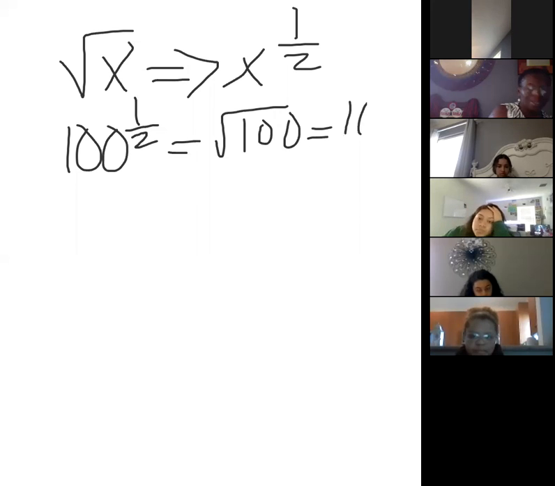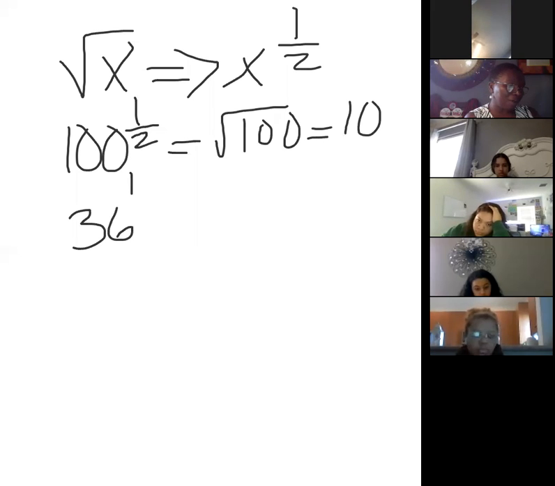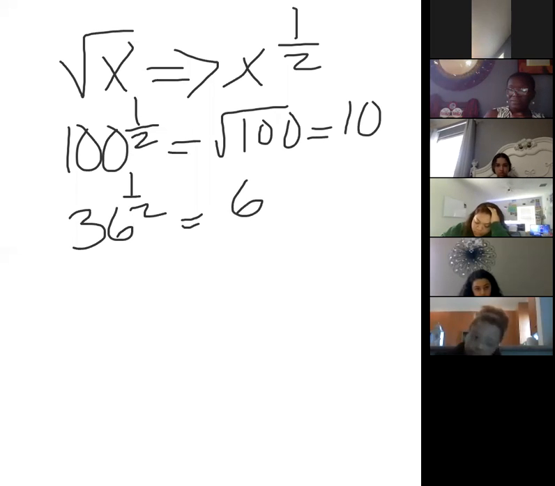All right. Now, likewise, if I were to ask you what is 36 to the 1/2, this is simply asking for the square root of 36. So the square root of 36 will turn out to be 6. So the bottom line is this. You guys have to be able to recognize that the half power is the same thing as the square root.